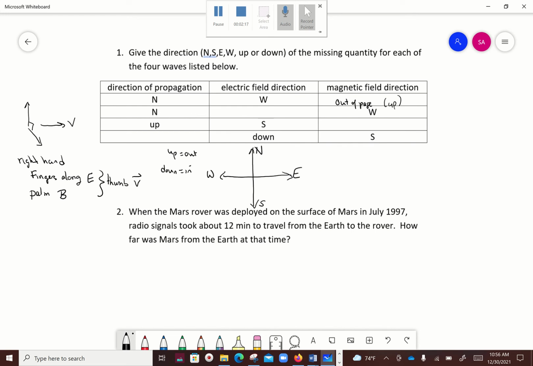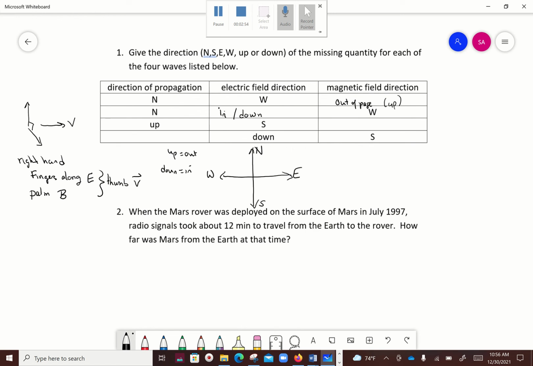Let's do the second one. So second one, we're given direction of propagation still north. So our thumb is going to be pointing up towards the top of the screen or the top of your sheet of paper. And the magnetic field is to the west. So I need to have my thumb pointing to the top of the screen and my palm pointing over towards the left side, towards the west. And so the only way I can do that is if my fingers are pointing into the screen. So the electric field is into the screen, or if you have your sheet lying flat on the page, that would be down towards the floor.